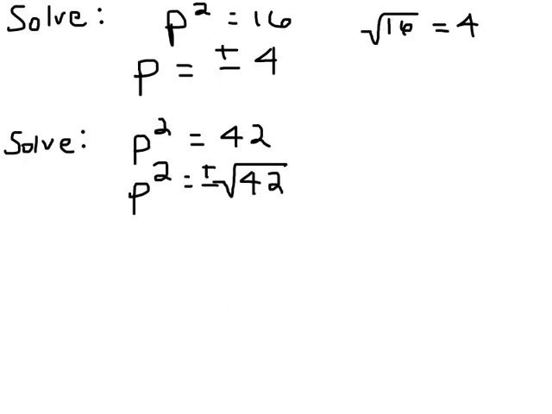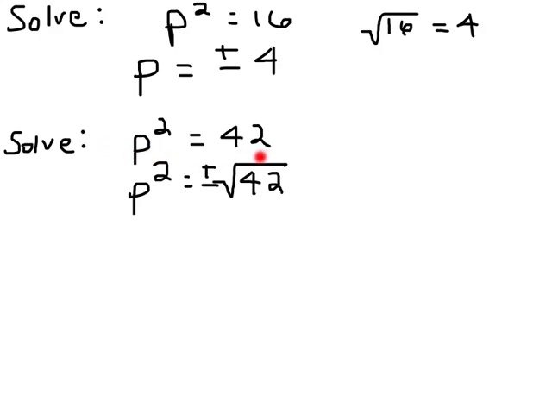Alright, let's work a couple here. This says solve p squared equals 16. Again, we know that 16 is a perfect square number, and we know that the square root of 16 is 4. But we can also put negative 4 in there and say negative 4 times negative 4 also gives us positive 16. So we're going to write our answer. P equals positive or negative 4.